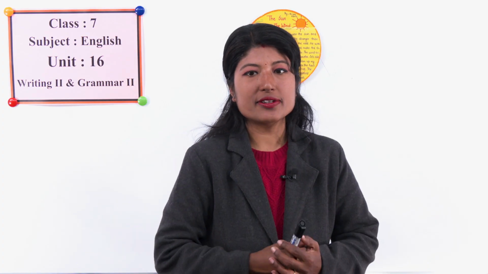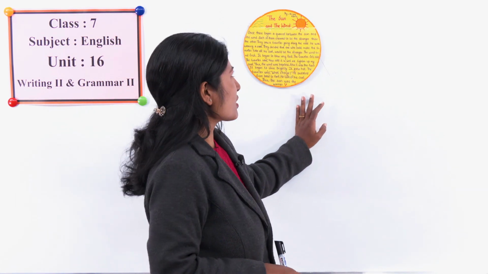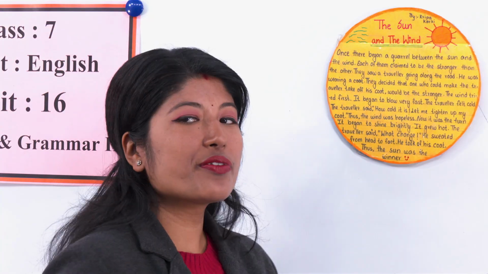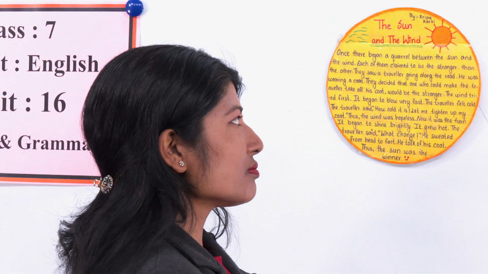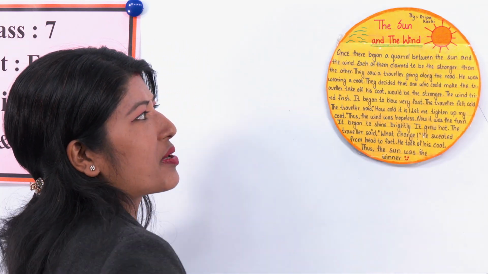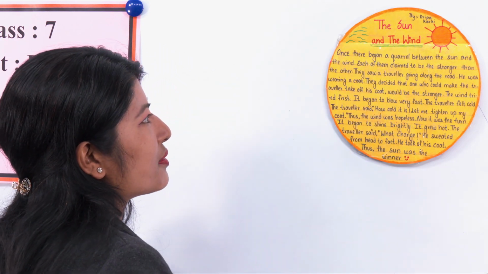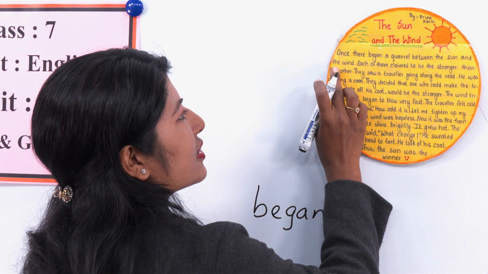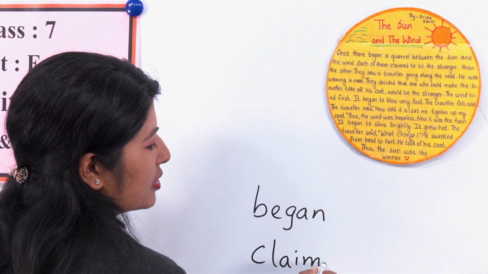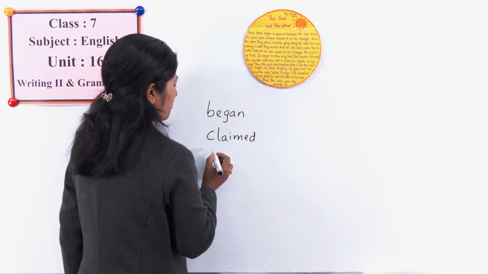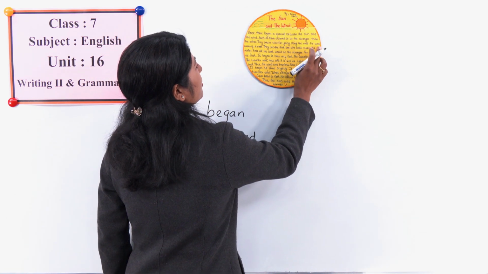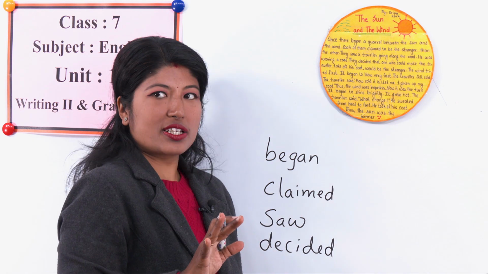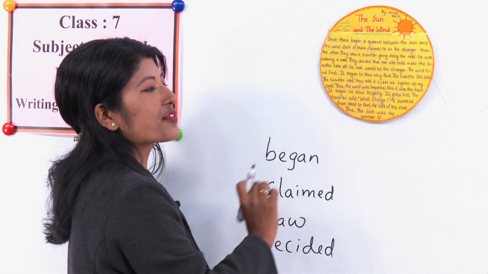Likewise, now look at the board, everybody. You remember the story that we read in the beginning, right? The Sun and the Wind. We went through this story. So like we did with the story given in reading second, A Party in a Restaurant, from here also let's list out some of the verbs. Like what do we have? Began, right? And then what's next? Claimed. What's next? Saw, and then was, decided.